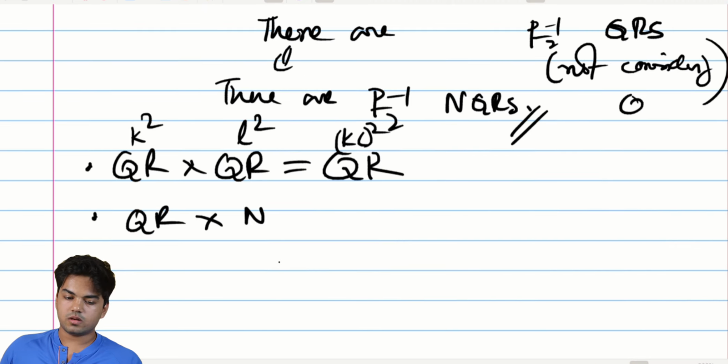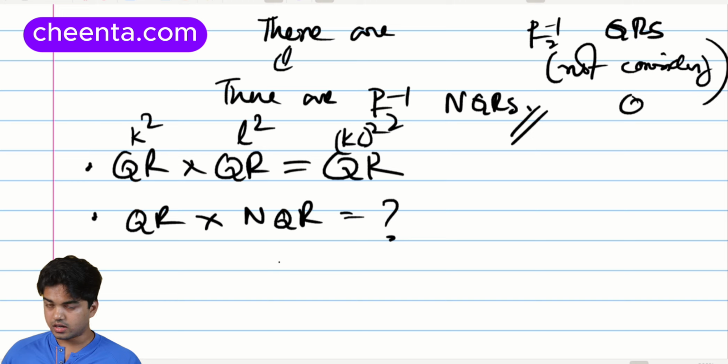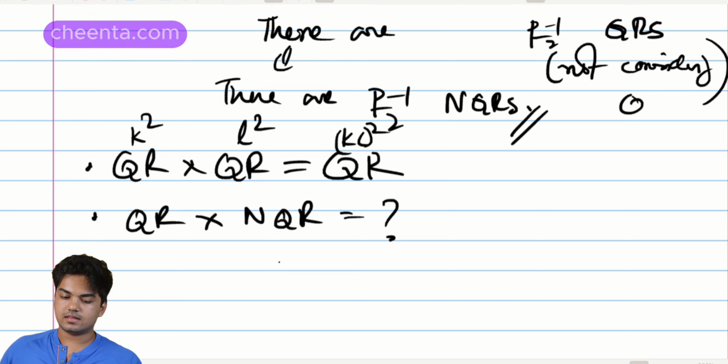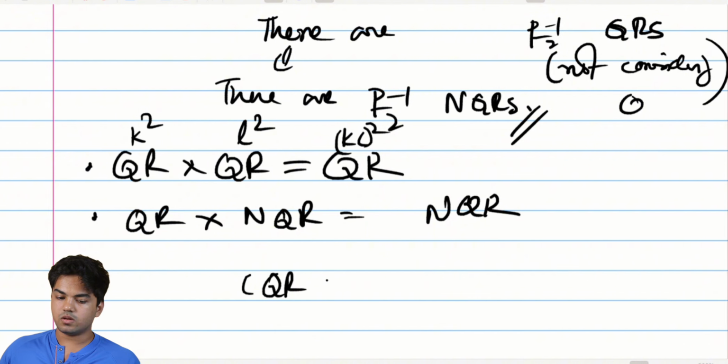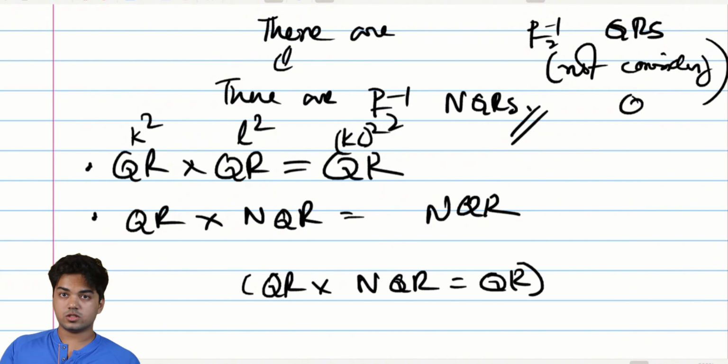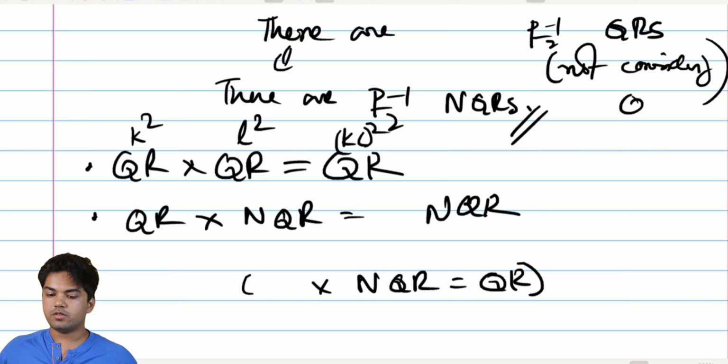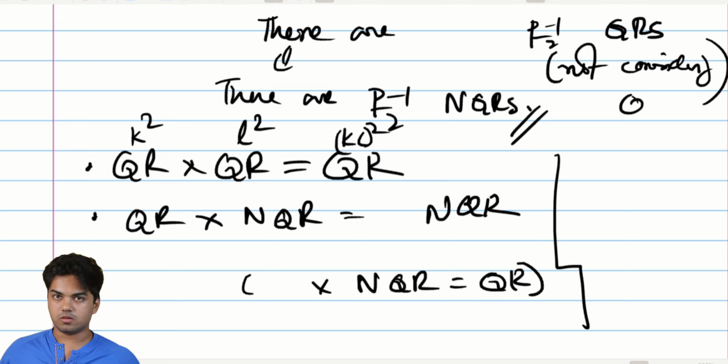When I multiply a QR with an NQR, what do I get? Not hard to see that this has to be a non-quadratic residue, because if it was a quadratic residue, and since I'm working with non-zero entries, I can invert. So in particular, if a QR times an NQR was a QR, right? If a square times a non-square was a square, I could take this guy to the other side, right? And the inverse of a square is also going to be a square. That again, if you remember what I taught about inverses, this should not be surprising at all.